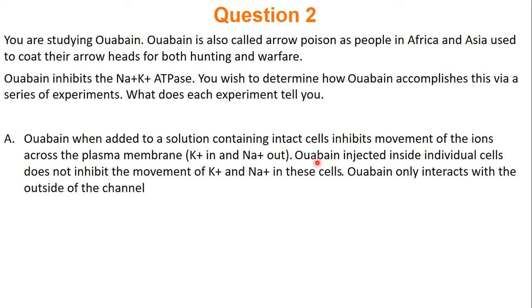However, if you inject this poison into the cells, nothing happens. What does that tell you about how this poison works? Well, that experiment tells you that it's only interacting with the part of the transporter that's on the outside of the cell, and it doesn't interact with the transporter that's on the inside of the cell.